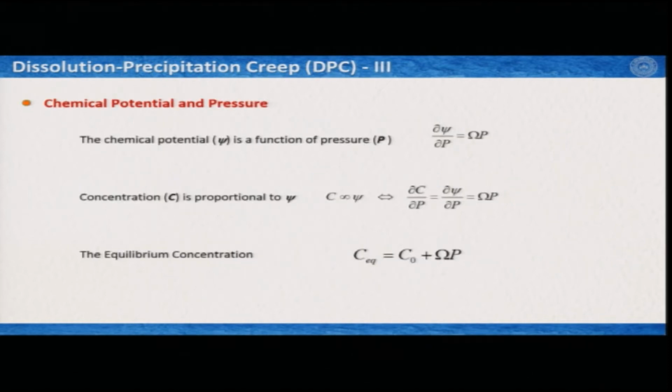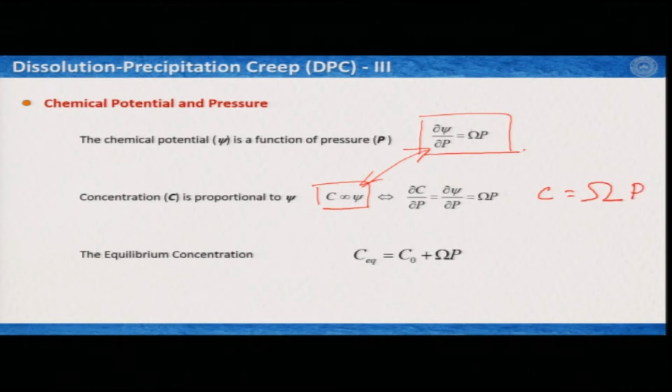So, some equations, these are very simple, do not worry about it. The chemical potential, if we denote it as phi, is a function of pressure. So, we can write this equation, and then concentration is also a function of this chemical potential, phi, and is proportional to it. So, we can write it like this, and by replacing these two equations we come out with this equation, C equals sigma p, where sigma here and here is a constant. So, at equilibrium concentration, we come out with this equation, which is a function of pressure, a constant, and an initial or threshold concentration, which is C0, and this is your equilibrium concentration. This equation is important, and we will come back to this soon.